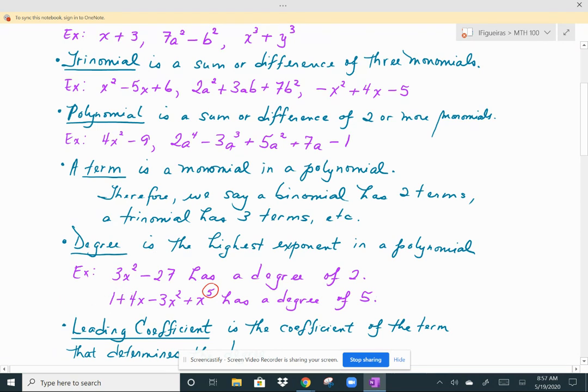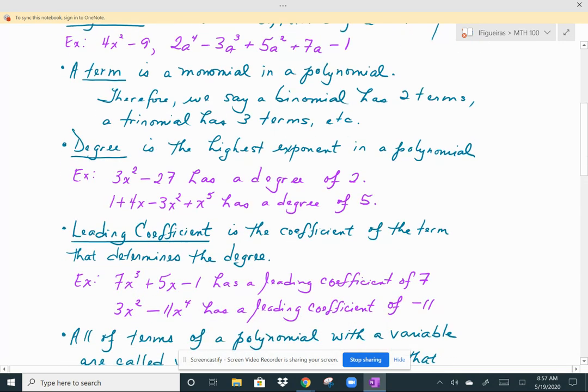It is typical to write your polynomials with the highest degree first, the way we did in previous examples above. But it doesn't have to be. Like here, I wrote it backwards. I put the constant or the number first, then the variable expressions with the highest degree at the end. That's atypical, but it's not incorrect to write it like that. All right, so let's move on.